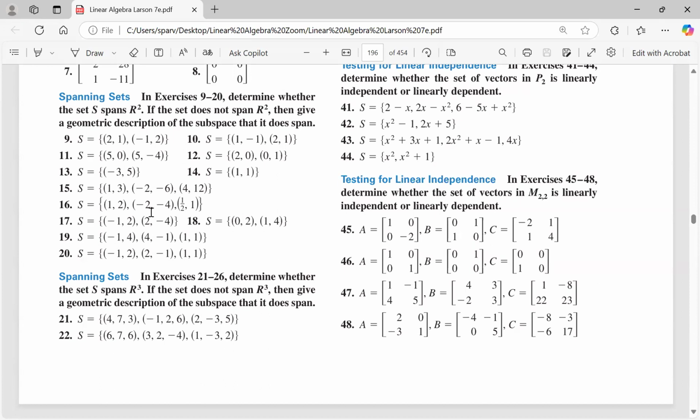Exercise number 16, here S is equal to the vectors (1, 2), (-2, -4), (1/2, 1). Now remember, we're working with R2 and we're given 3 vectors. Really in R2, we need 2 vectors, right? So let's see if this spans it. So let me switch to my note here, and I'm going to change my share.